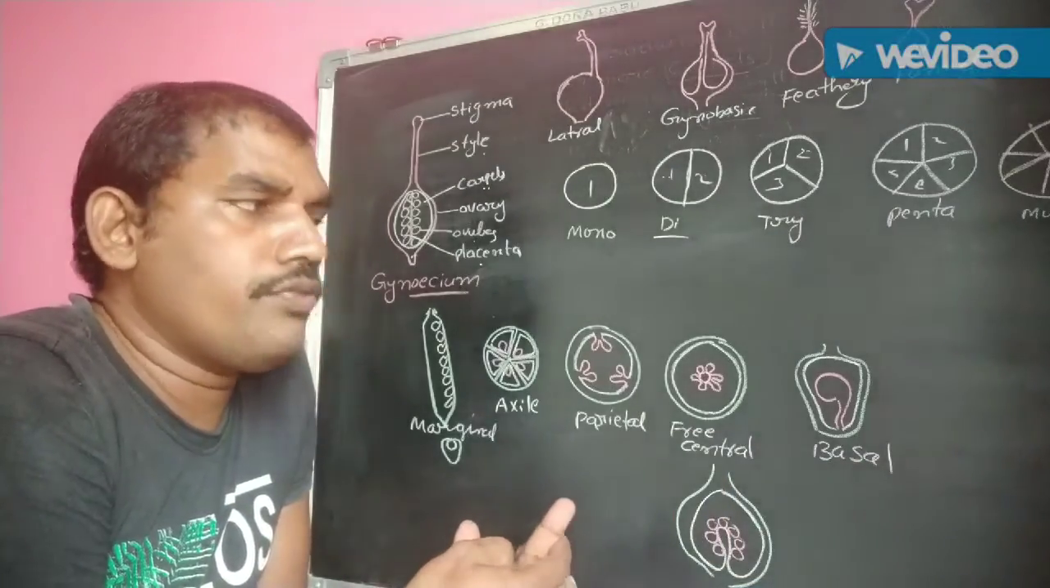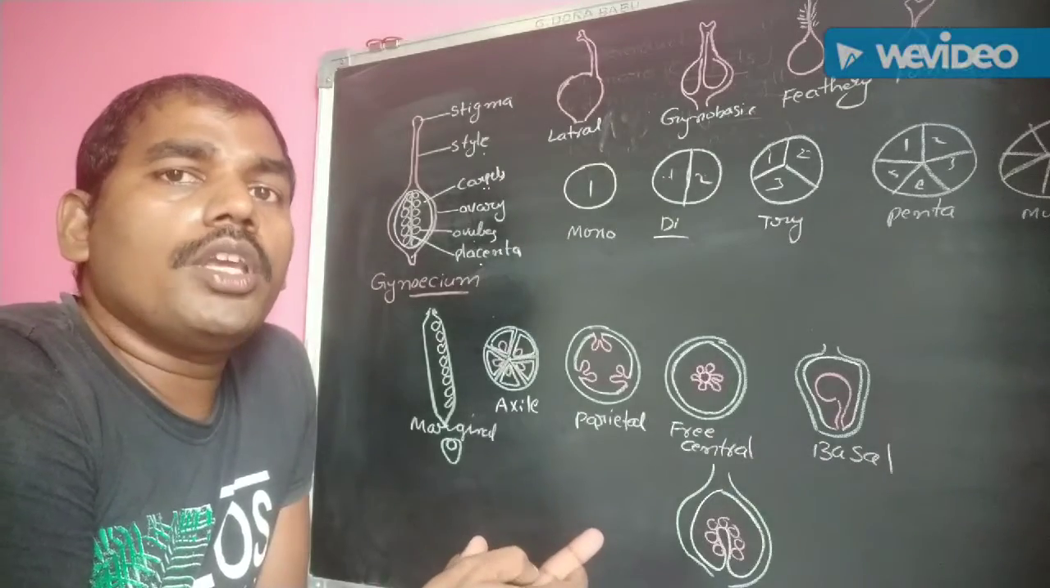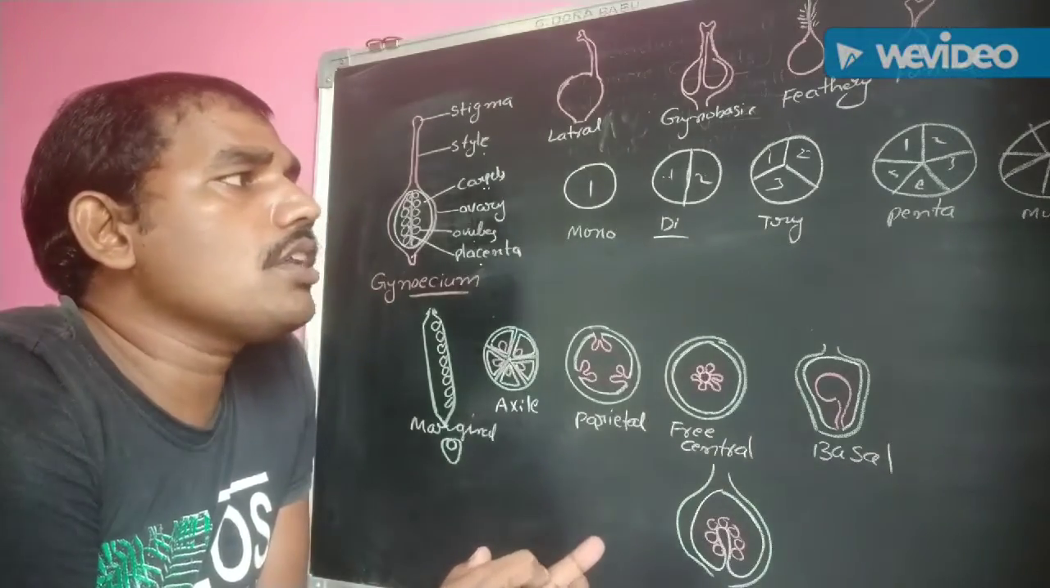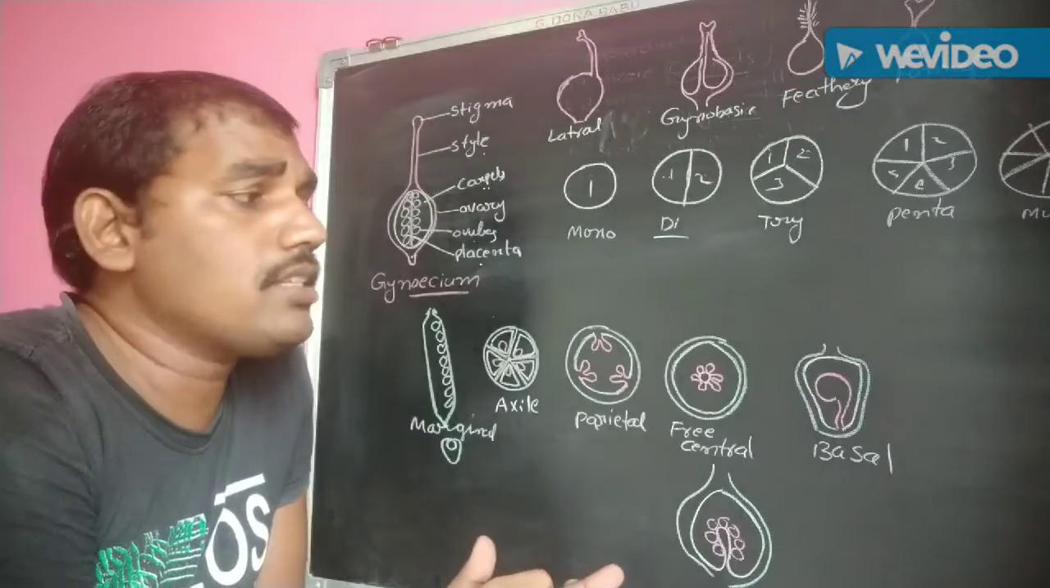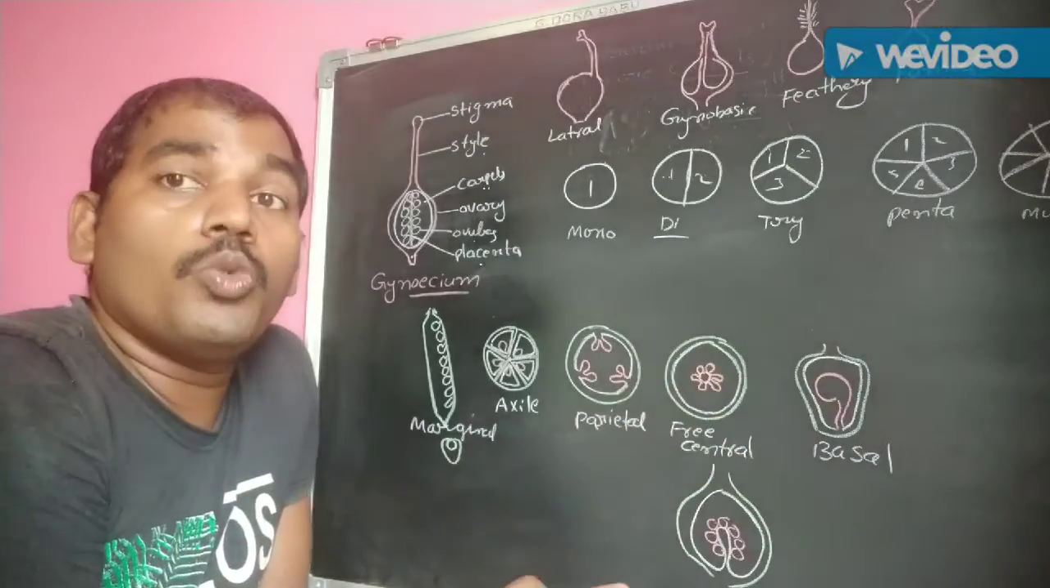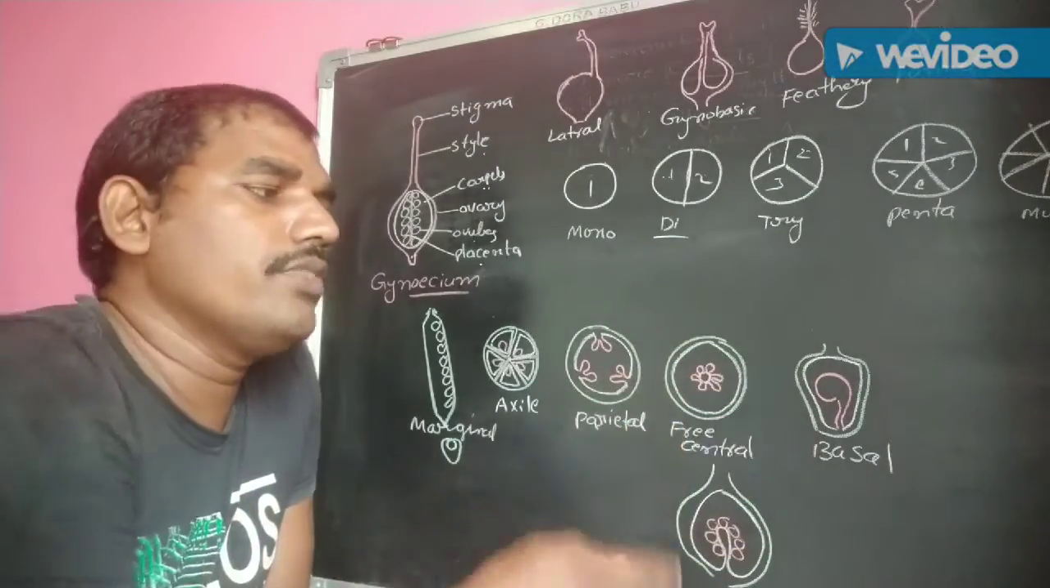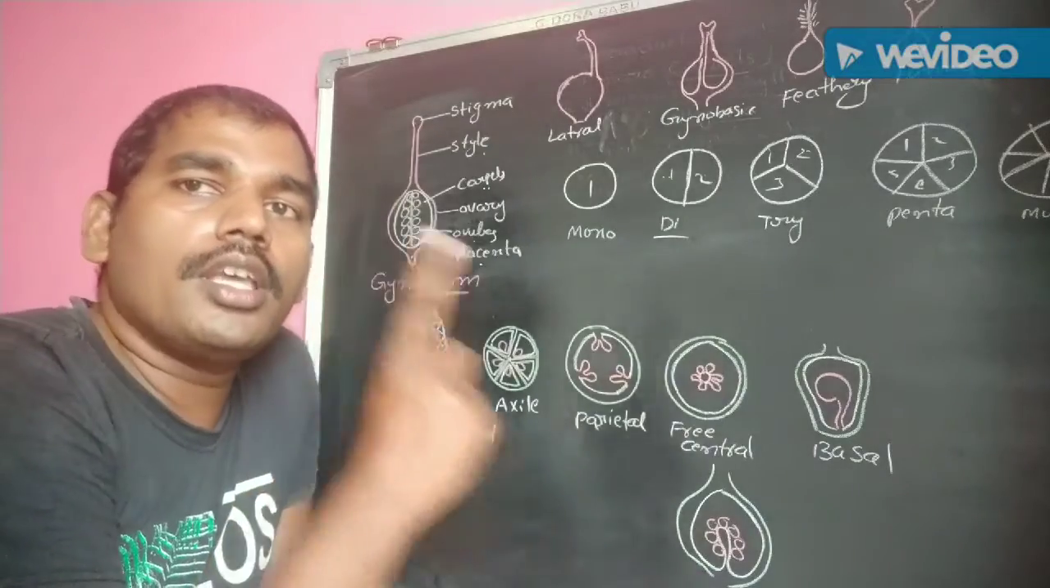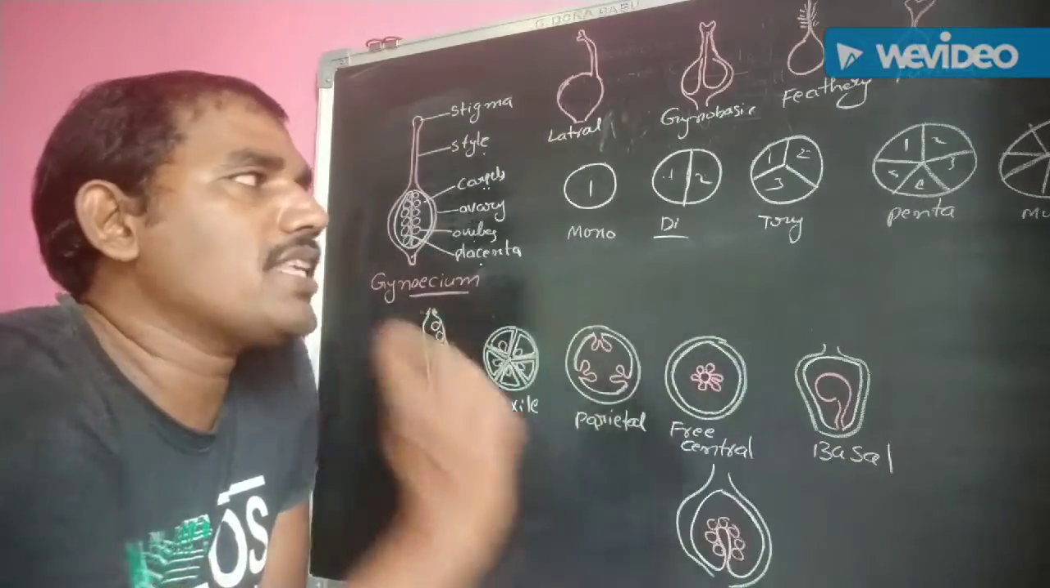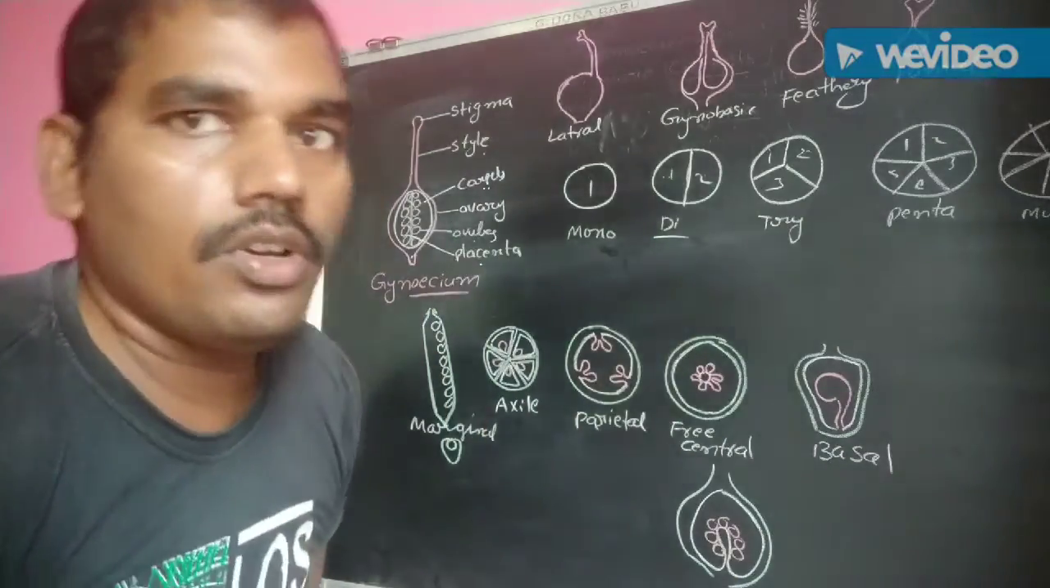Next one, basal placentation. It is especially found in a unilocular ovary. That means a single locule is present in the carpel. Monocarpellary, monolocular ovary. At the base of this ovary there is a single ovule. It is known as basal placentation.